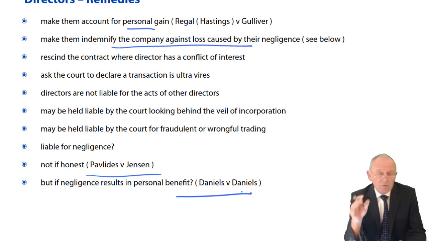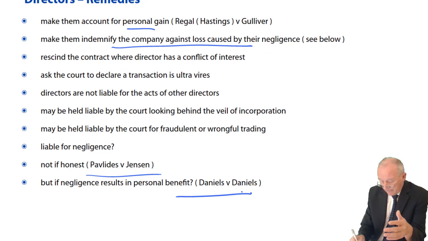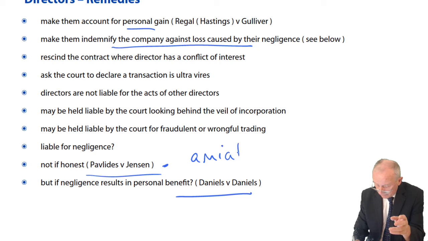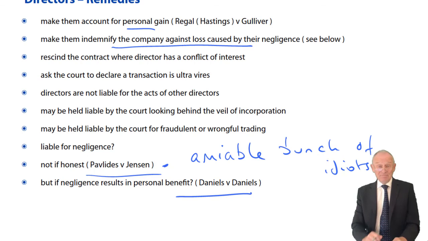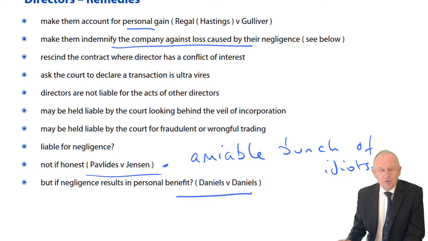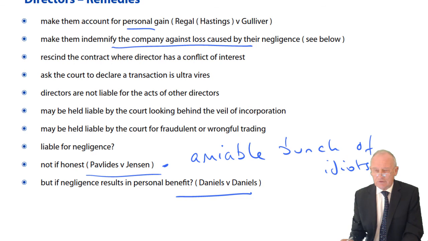But in the first one, Pavlidis, the court described the directors as an amiable, you may not know that word, amiable bunch or collection of idiots. They were totally incompetent. But hey, if you've got incompetent directors, that's your fault. You elected them. So you can't expect to hold a director liable for negligence if they're acting to the best of their ability. It's just that their ability is not up to standard.